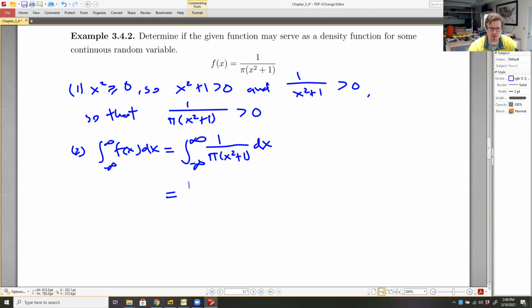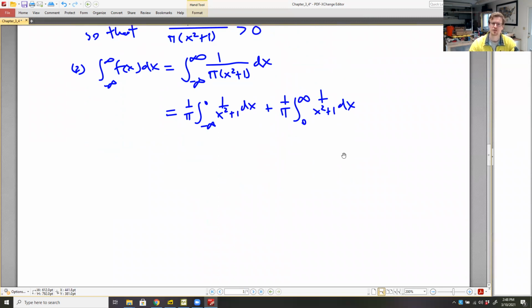So we're first going to separate it, call it 1 over pi times the integral from negative infinity to 0 of 1 over x squared plus 1 dx, plus 1 over pi times the integral from 0 to positive infinity of 1 over x squared plus 1 dx. Awesome. So that's the first thing we have to do. Once we're here, we can integrate and evaluate and use limits in that evaluation.